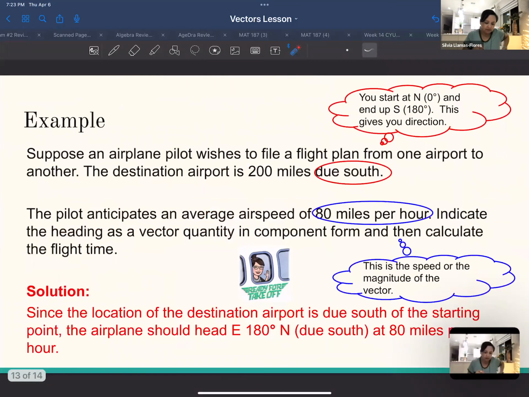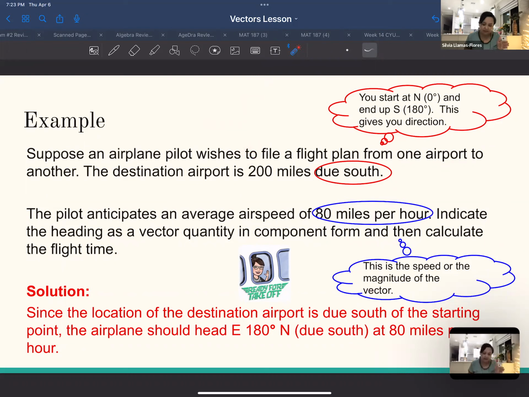All right. So let's take a look at an example. Suppose an airplane pilot wishes to file a flight plan from one airport to another. The destination is 200 miles due south. So due south, again, imagine that you start at north. So if you want to go 200 miles due south, you are going this way, south, okay? And you want to go 200 miles.